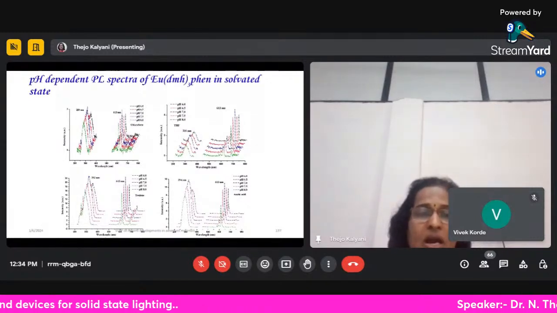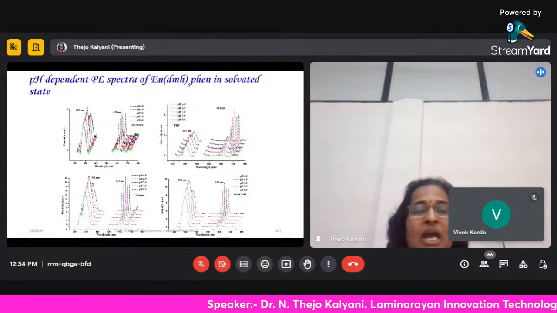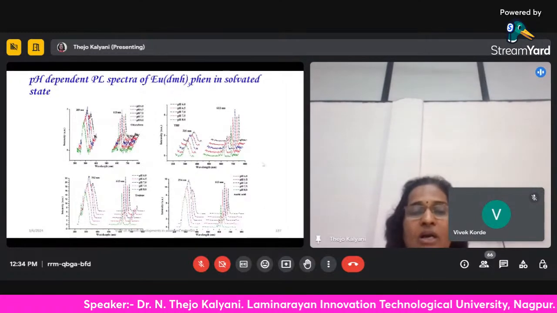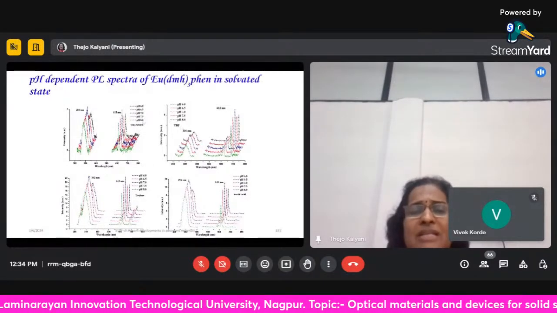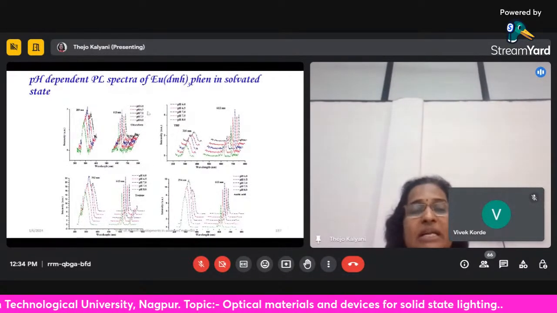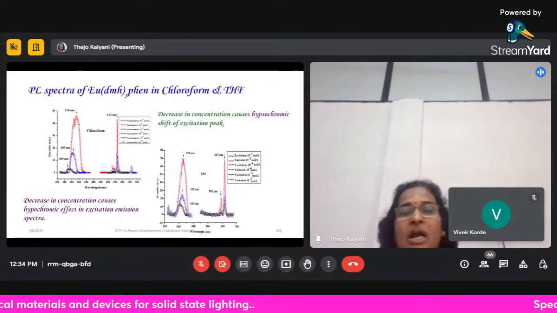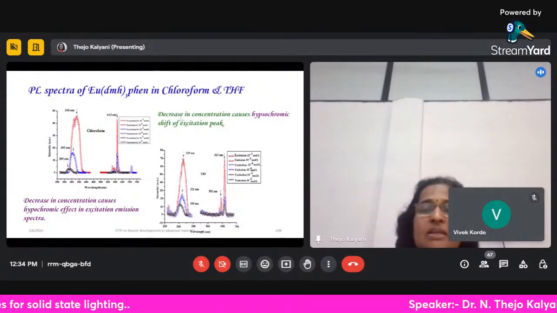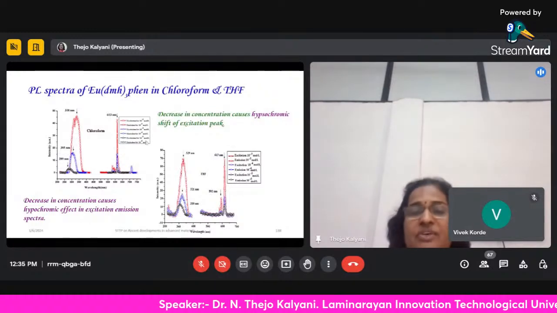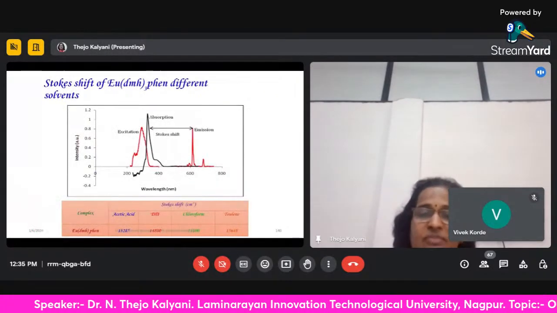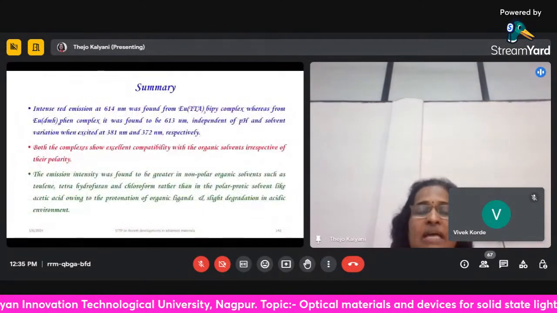And this is how we have obtained the PL spectra of the complex at different pH. If you can see here, for different pH, only around 7 to 7.5 is the intensity maximum. If we increase or decrease the pH beyond the neutral range, the intensity was found to be less. And here, with the decrease in concentration, we have again seen the hypsochromic shift, as we saw in the first case. And the Stokes shift is the same as in the first case. And these are the results.